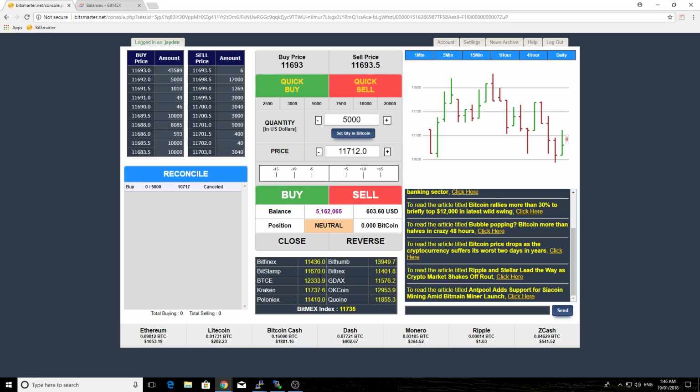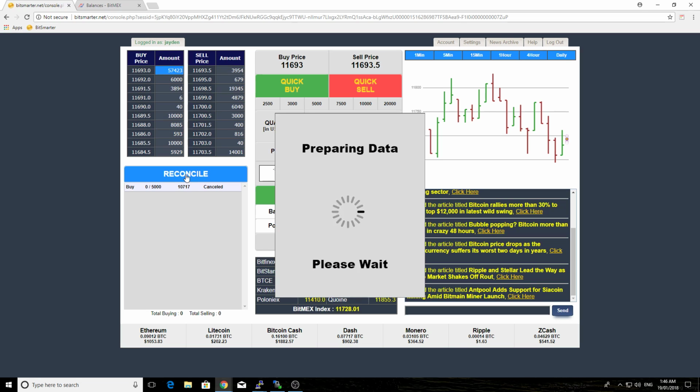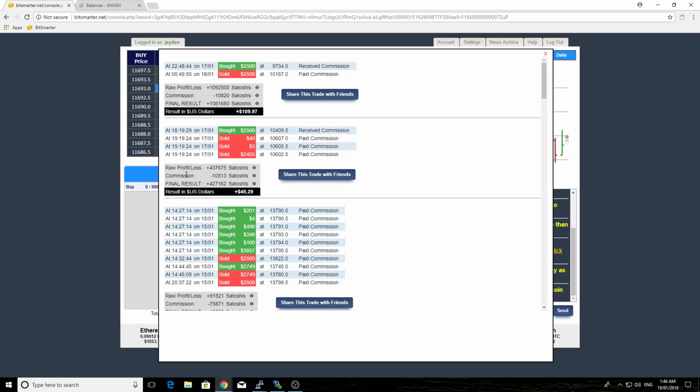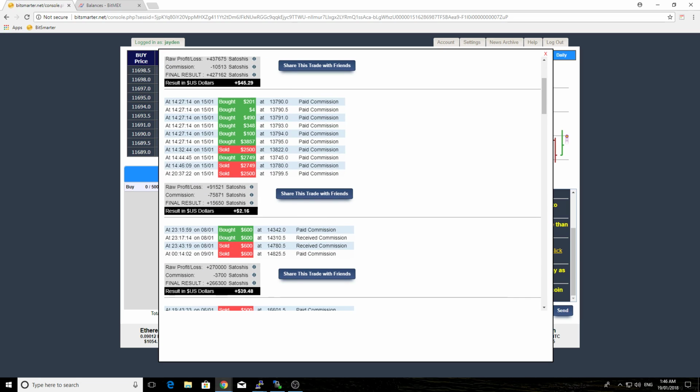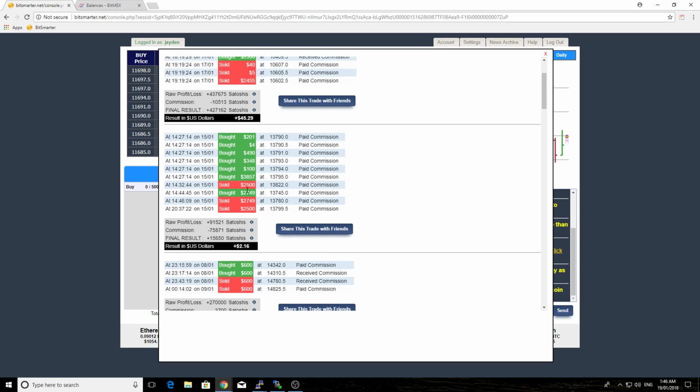The other thing is that when the trade's complete, you can click reconcile. Even while you're still in the trade, you can click reconcile and it will show you your current position. But when the trade's complete, it will show what you did and the costs and your final result. So that trade made $100, this one made $45, this one made $2, and so on.